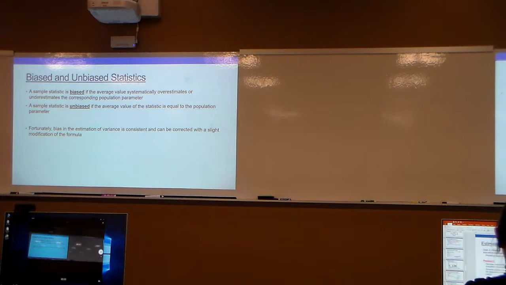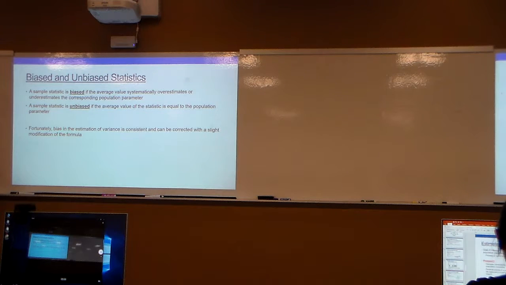We say our sample statistic is biased if our average value systematically overestimates or underestimates our corresponding population parameter. If based on our calculation, our statistic is systematically bigger or smaller across replications, we're going to say this is biased. We're not saying any individual statistic we get is not going to be above or below to some extent. But on average, if we're systematically higher or lower, we're talking about bias. If the average value of the statistic is equal to the population parameter, this is our unbiased statistic, right?